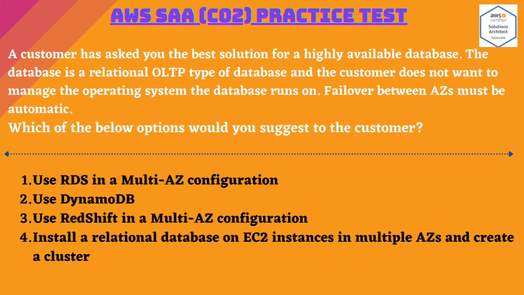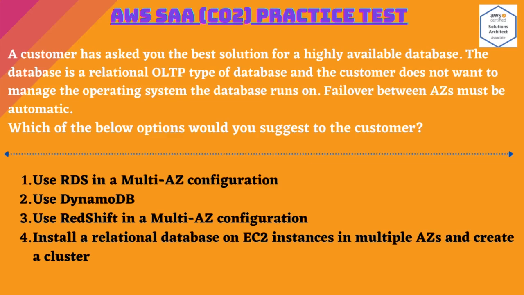So the first option we have is RDS in multi-AZ configuration. So RDS is a managed OLTP relational database, and we also have multi-AZ configuration here which can fail over between AZs automatically. So this seems to be a right answer, but let's check the other options as well. Use DynamoDB. DynamoDB is OLTP, but it is not a relational database. So this is not the correct answer.